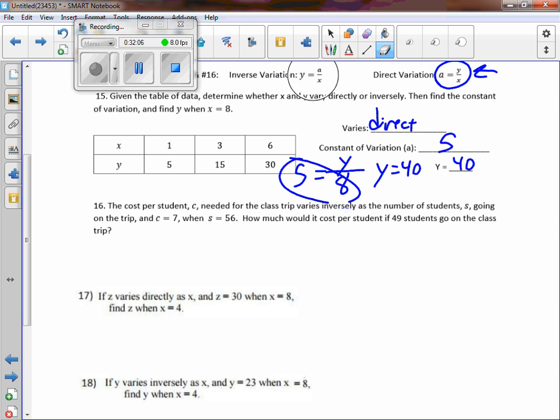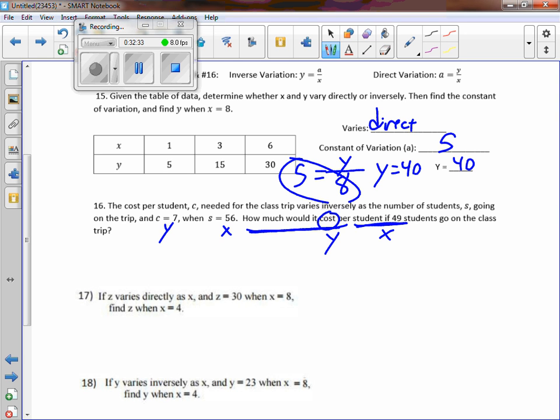So in order to do that, we will set it up. Notice it says, how much would the cost be? When it's asking how much, when they're talking about a specific variable, that means that variable is going to be y. The other variable, in this case the number of students, is going to be x. So that's the information we're going to use to figure out the inverse variation.